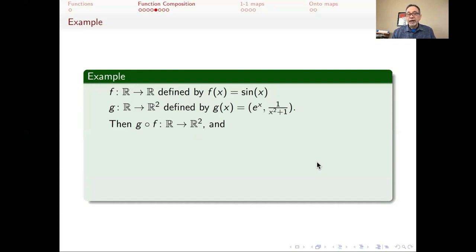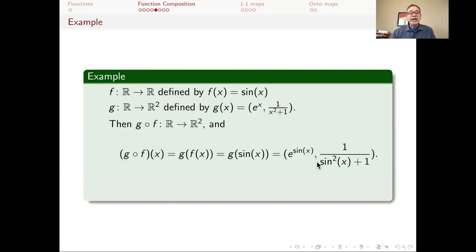Here, you can define again g circle f, do f first, and then follow that by g. g circle f at x, just like before, is g of f of x. f of x is sine of x, so that's g of sine of x. Now, wherever you see an x in g of x, you plug in sine of x, and you get e to the sine of x comma 1 over sine squared x plus 1, a function where you plug in a number in R, and you get something in R2.